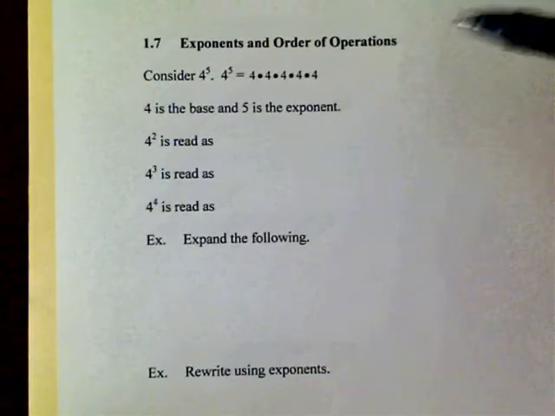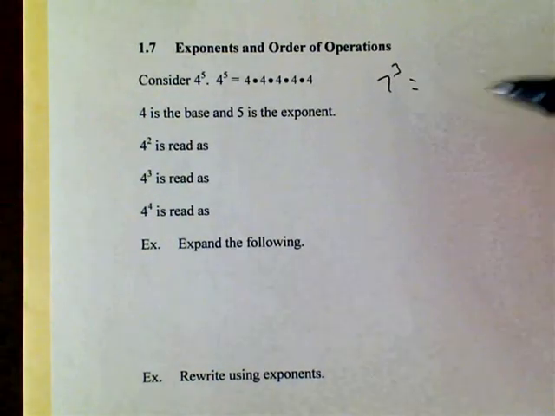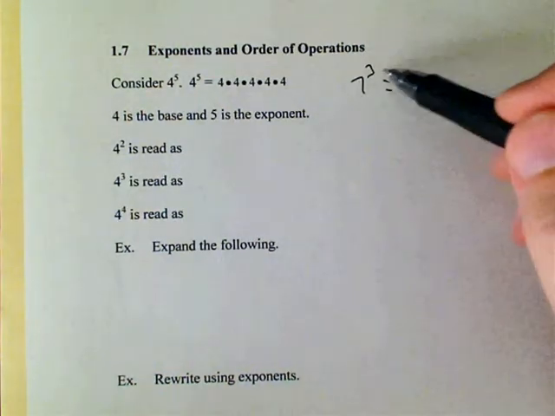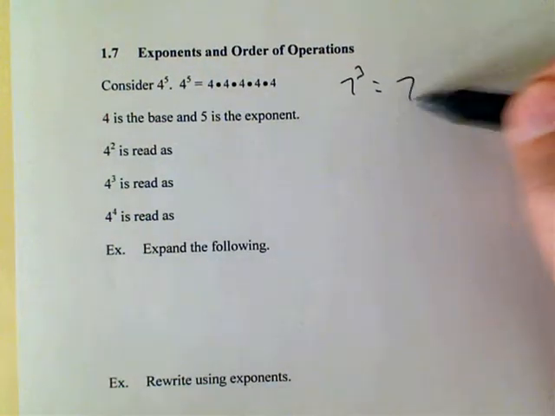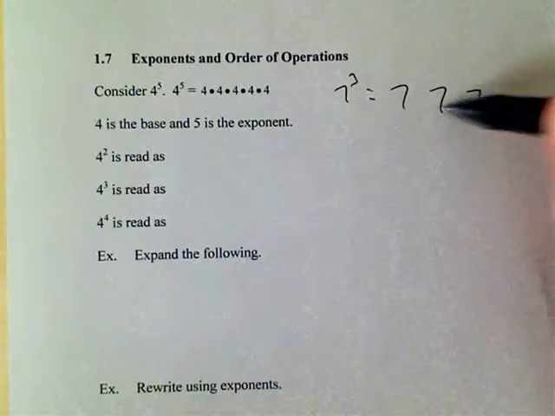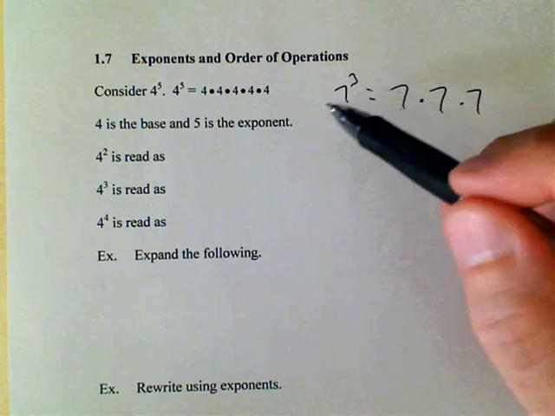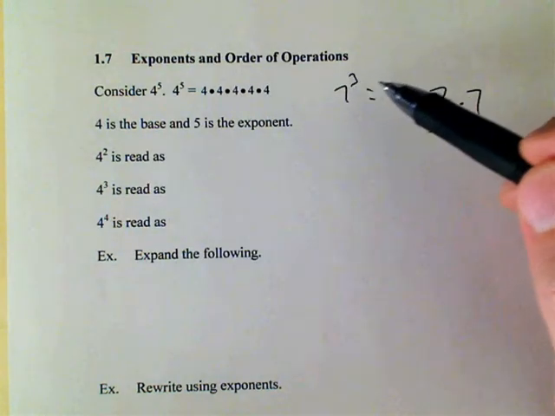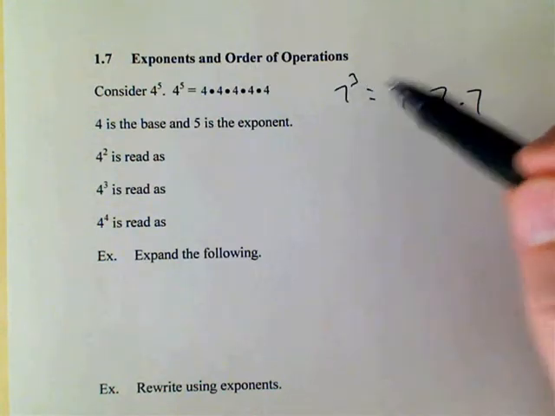If I were to ask you something like this, to rewrite 7 to the 3rd, then what you would see is you have an exponent of 3. What that means is you would have to write down 3 7's and multiply those out. So that's the same as 7 times 7 times 7. It is not 7 times 3. 7 times 3 is written with a big 3. Little 3 means repeated multiplication, exponents.